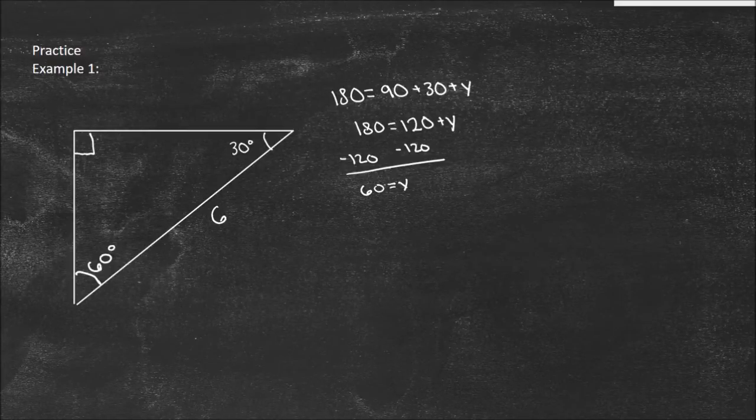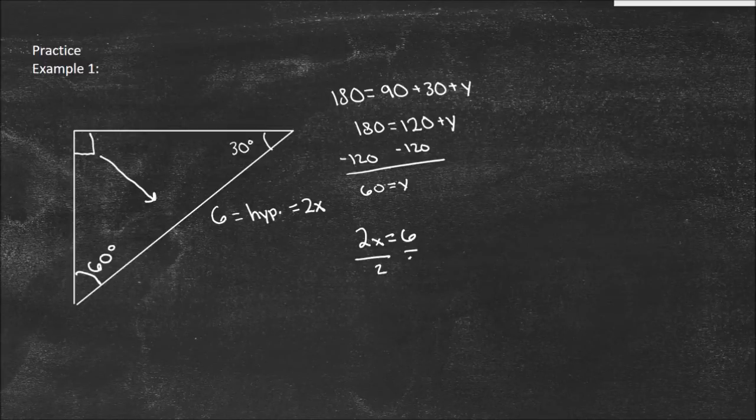So let's think about, we're given one side length, and which one is that? Well, it's opposite the right angle, so that means that 6 equals the hypotenuse. And remember, the hypotenuse equals 2x. So I'm going to write this over here. I have 2x equals 6. I'm going to divide by 2 to figure out what x is. I get x equals 3.